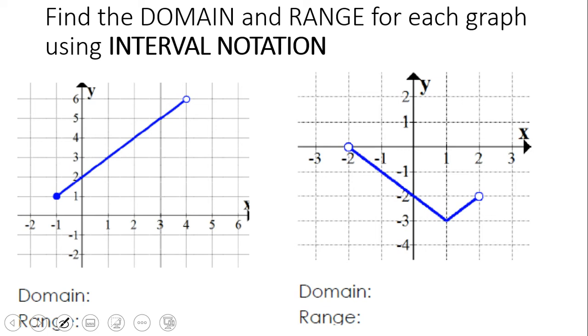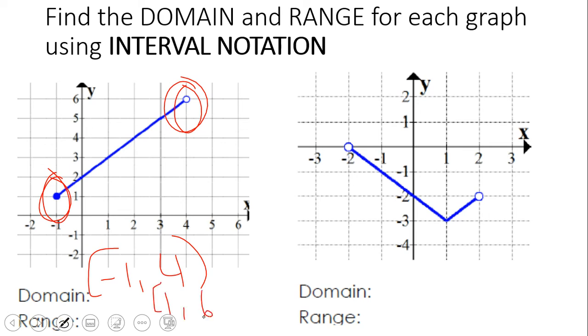So starting with the domain for the graph on the left, here's where the first x is. Here's where the last x is. So the starting x is -1, include the closed circle. The largest x is 4, don't include the open circle. Then for the range, here's the lowest y, here's the highest y. So the lowest y is 1, include it because of the closed circle. What's the highest y? 6. And don't include it because of the open circle.